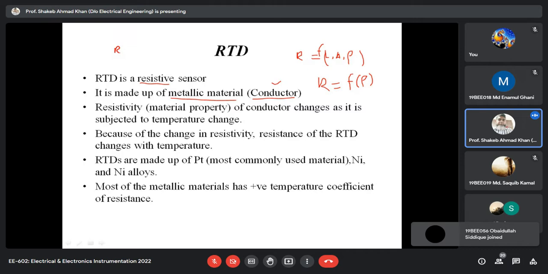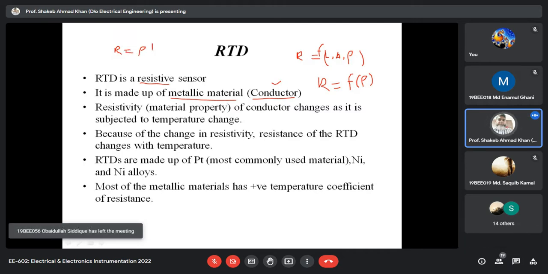Means resistance is dependent upon resistivity and dimensions. So if any of these three will change, accordingly your resistance will change. In RTD, your dimension remains the same, your resistivity changes. Because of that, resistance changes. So the change in resistivity is a function of temperature, and hence the change in resistance is also a function of temperature. So this is basically how your RTD works.